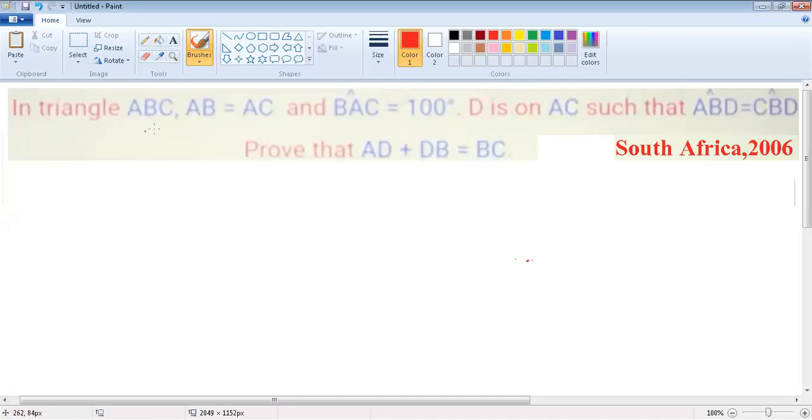It says: in triangle ABC, AB equals AC, angle BAC equals 100 degrees, and D is a point on AC such that angle ABD equals angle CBD. Now you have to prove that AD plus DB equals BC. It is a very elegant application of transferring the segments. All can try this.